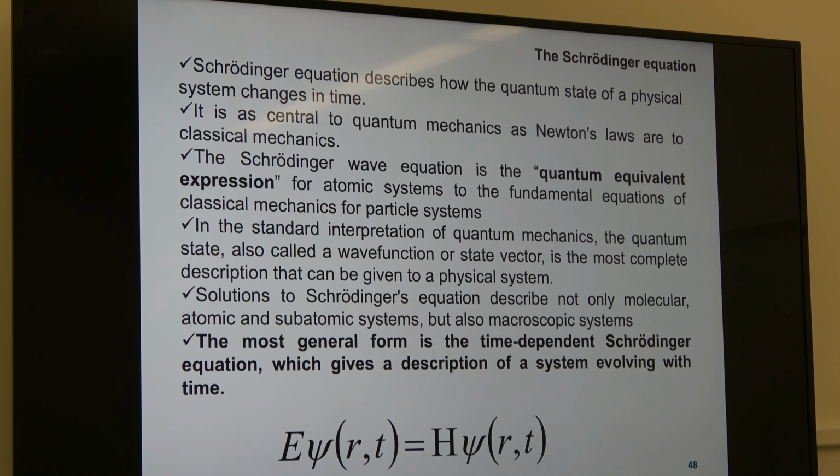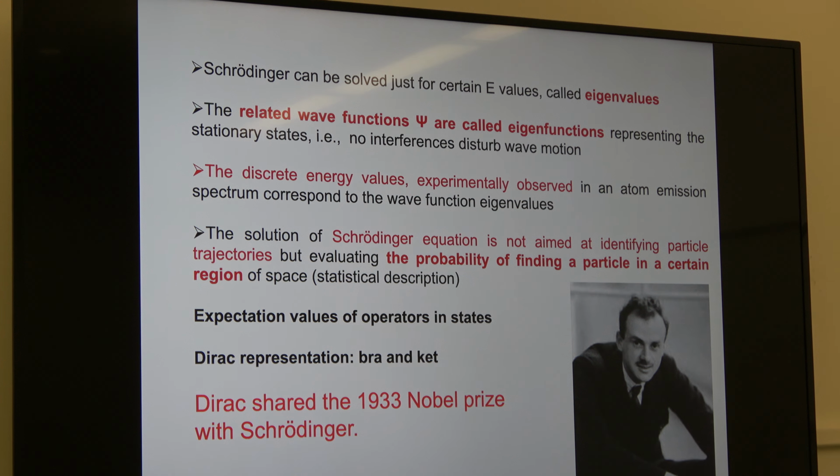The Schrödinger equation was expanded by Dirac to account for particles that move at so-called relativistic speeds, close to the speed of light. So Schrödinger's equation is for non-relativistic, slow-moving particles. Dirac's equation is for relativistic, fast-moving particles. And they rightly shared the Nobel Prize in physics in 1933.